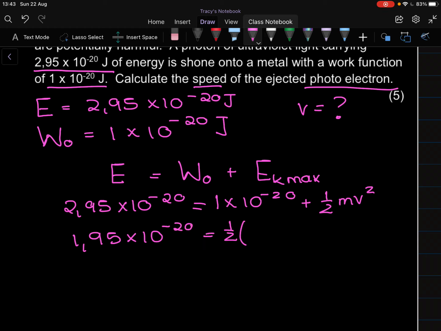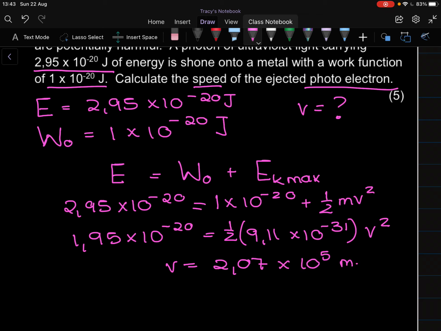Now the mass of an electron is not something you're expected to know. It's on your information sheet. 9,11 times 10 to the minus 31, it's very tiny, v squared. Okay, so now you would times by 2 on both sides, divide by 9,11 times 10 to the minus 31. Once you've got that answer, you square root your answer. Don't forget to square root it. And what we get is 2,07 times 10 to the 5 meters per second.